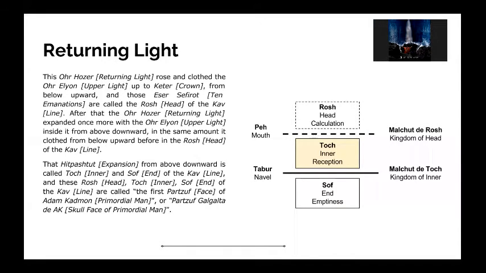What does that mean? You've got two parts here. You've got the direct light going through, and you've got the Or Chozer clothing that direct light. The Or Elyon, the upper light, is always the direct light. And you've got the Or Chozer, which is the returning light. Yeah, but it's saying here it expanded once more with the Or Elyon. Like something else is happening here, like there's two actions being done. That's what's bothering me on this piece.